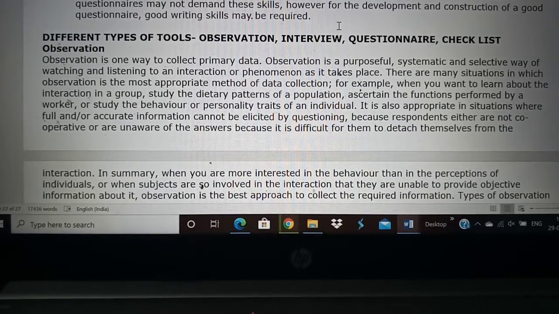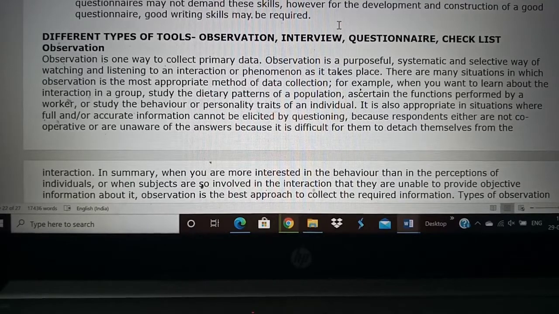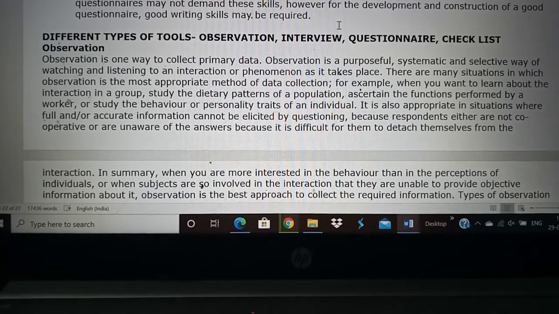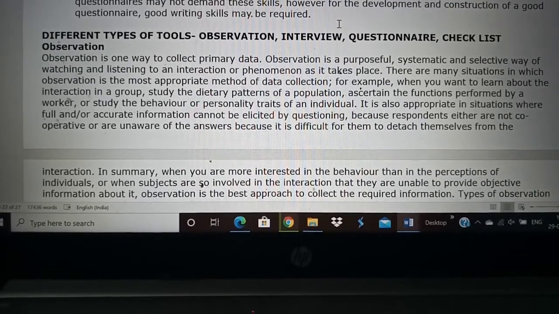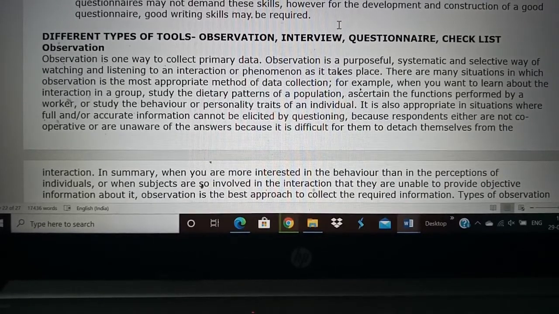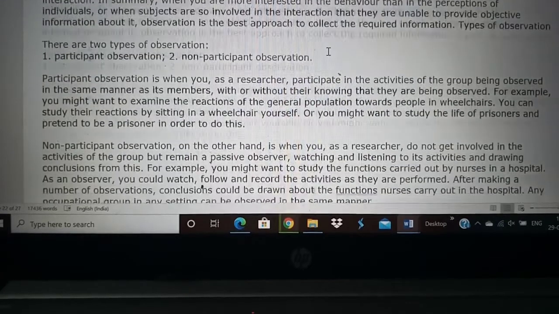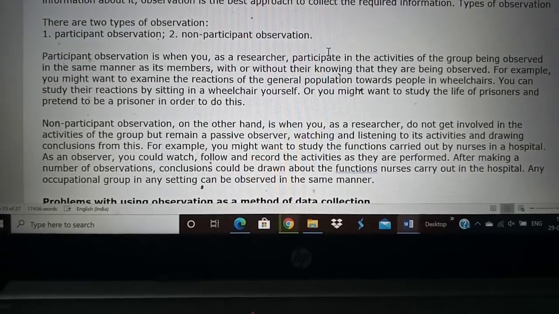Similarly, when you give health education for diabetic patients, you can observe the patients and see how they behave, whether they find it easy to follow the advice that you have given, whether there is any benefit of the health education that is given. So all this can be observed. Okay, usually the behavior and the personality traits of a person is observed, and that can be used as data for your research. There are actually two types of observation.